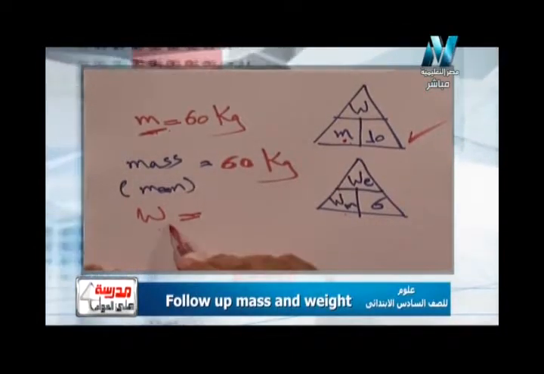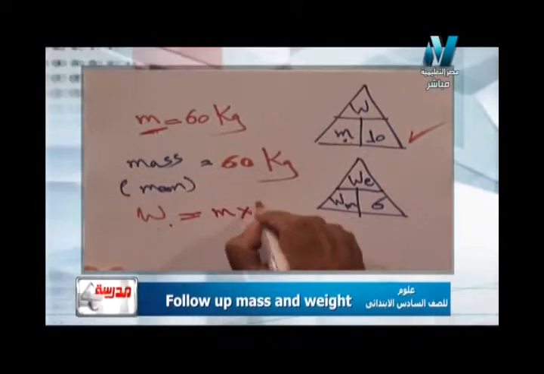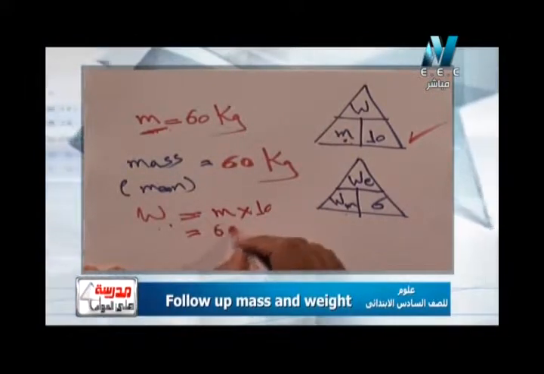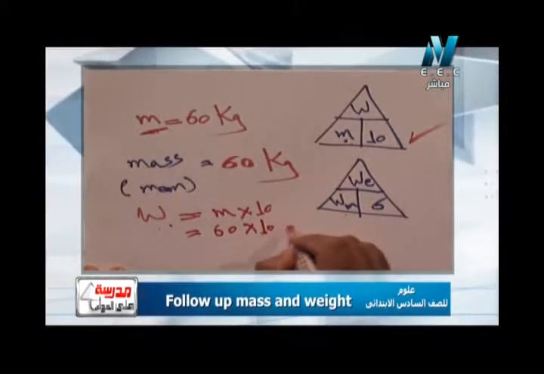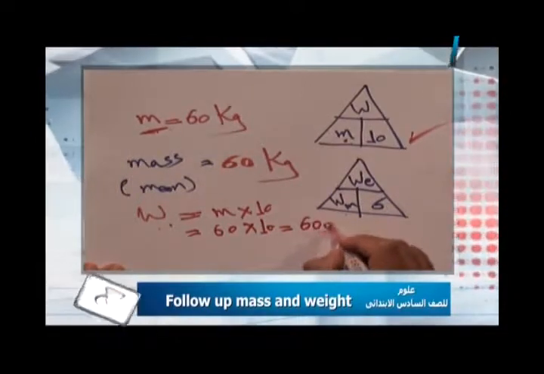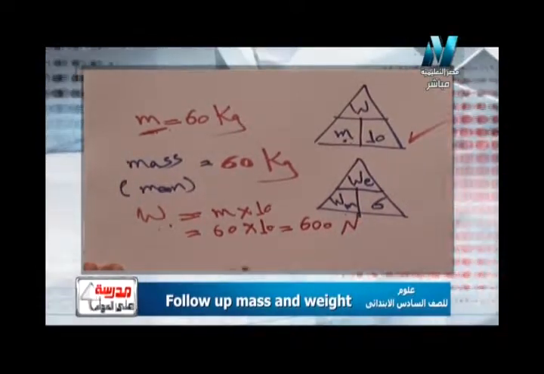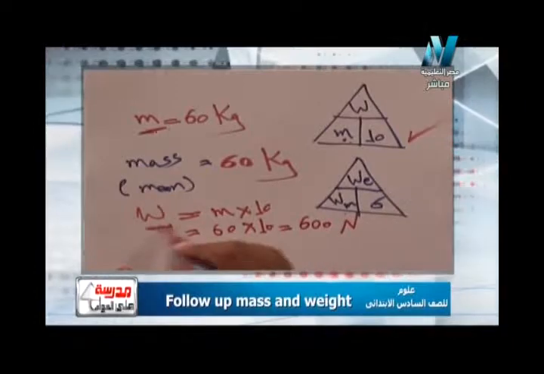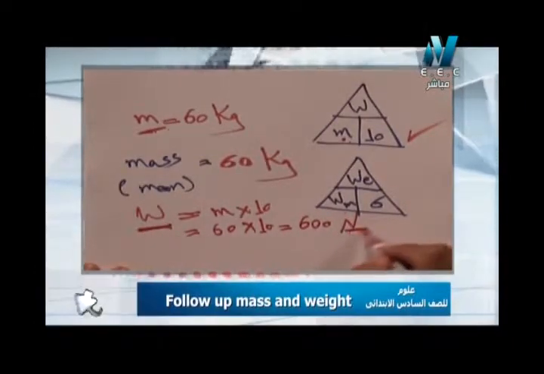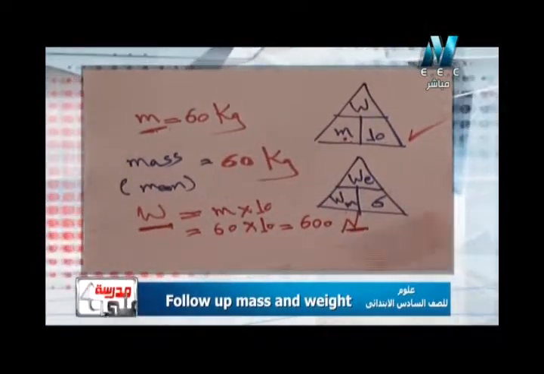So weight equal what? Weight equal mass by 10. So it will be 60 kilogram by 10 equal 600 what? 600 Newton. Take care. Weight is measured by what? Newton, not kilogram. So what about the last requirement?